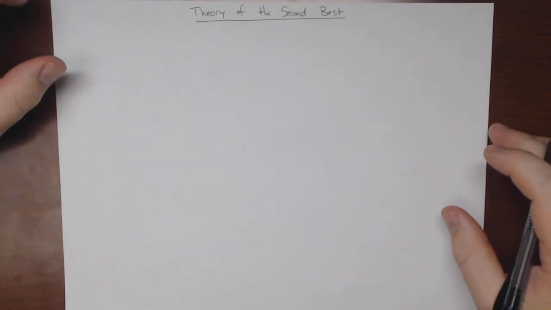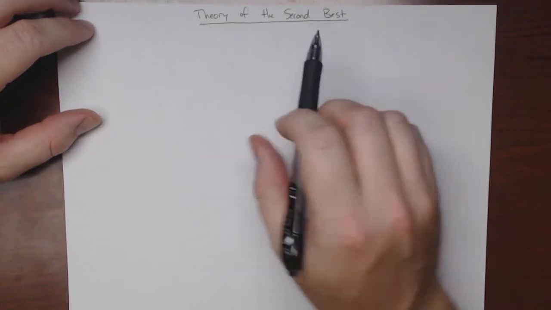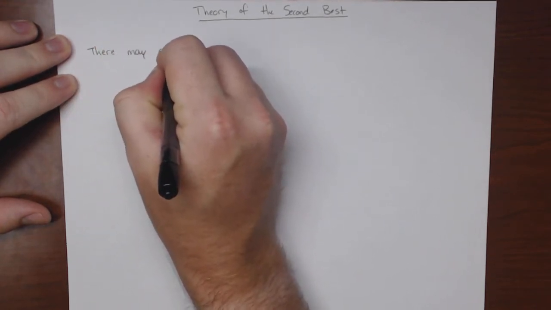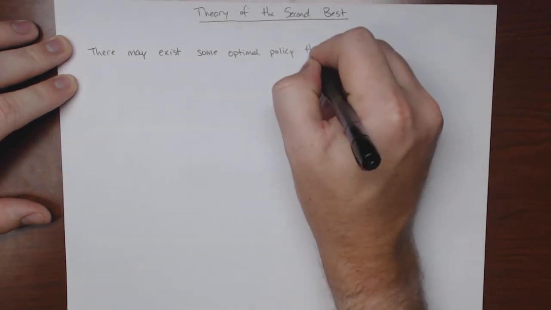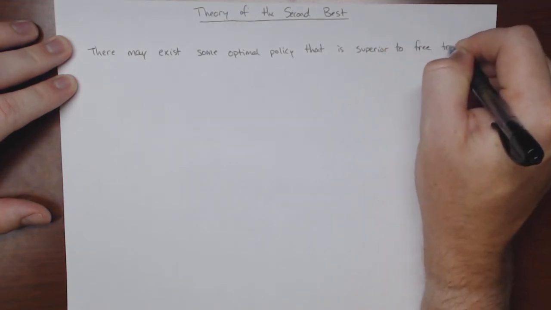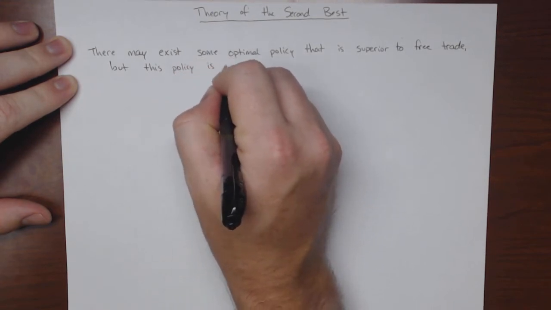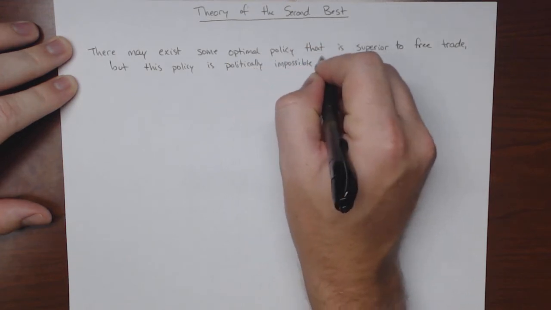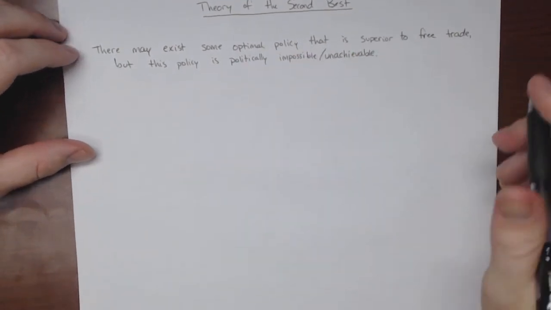The final argument that we'll talk about in this lesson on why free trade may be best is called the theory of the second best. The idea is that there may be some optimal policy that is superior to free trade, but this policy is politically impossible or unachievable. Which means that the best is something that we can't do.